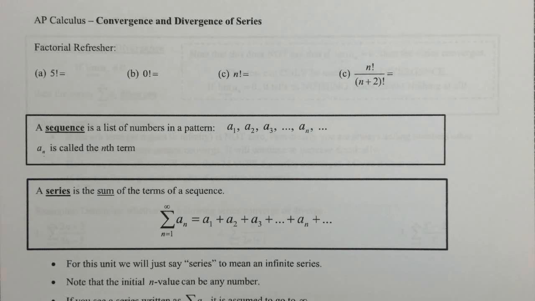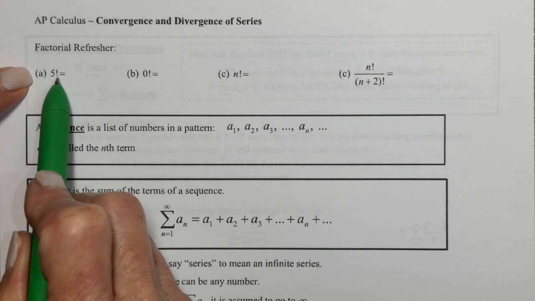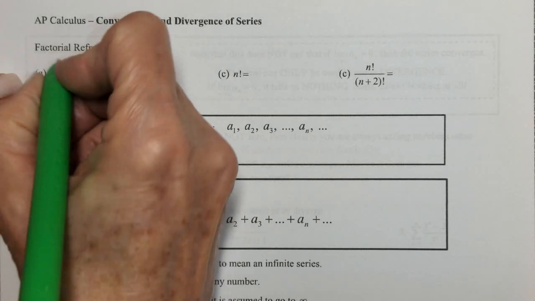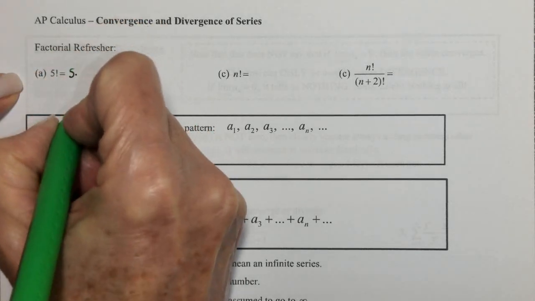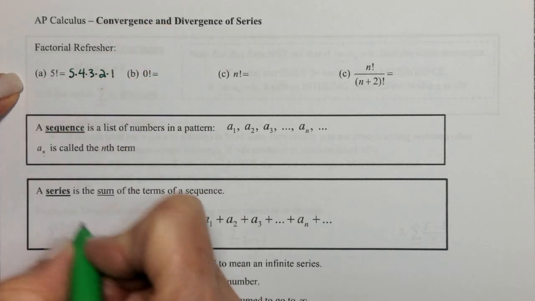Before we get going on that though, we need to do a little factorial refresher and just a little refresher on the basics of sequences and series. For the factorial refresher, remember that this notation, 5 with this exclamation mark after it, that's our notation for factorial. And this would mean 5 times 4 times 3 times 2 times 1.